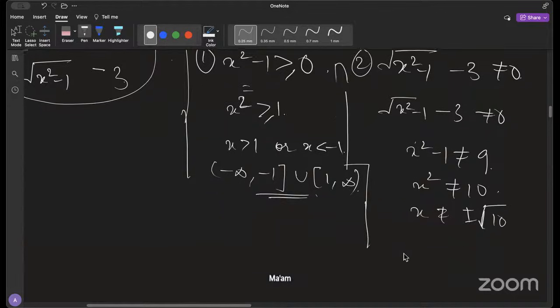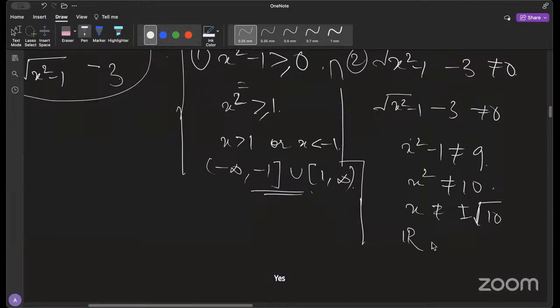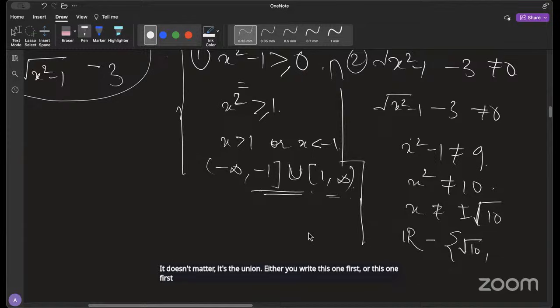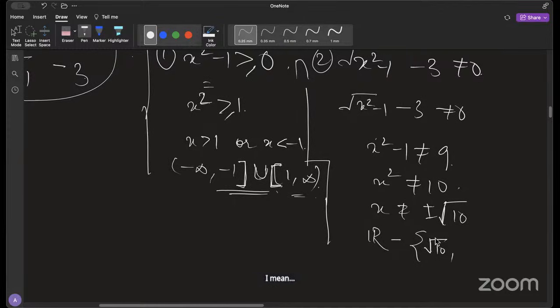Ma'am, there was x greater than 1, it means 1 to infinity. Yeah, so we've written 1 to infinity here. But this one is before this. It's an OR function, no? It doesn't matter. It's the union. Either you write this one first or this one first, it's the same thing. Ma'am, it should be a close bracket at 1. It is closed at 1. Both of these are closed. Okay, ma'am.